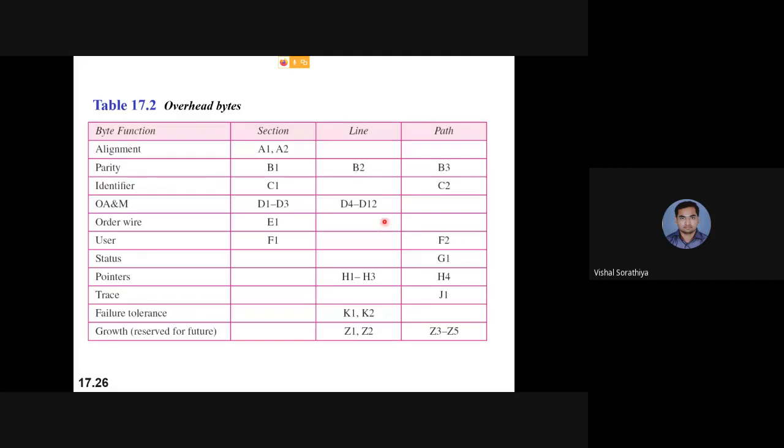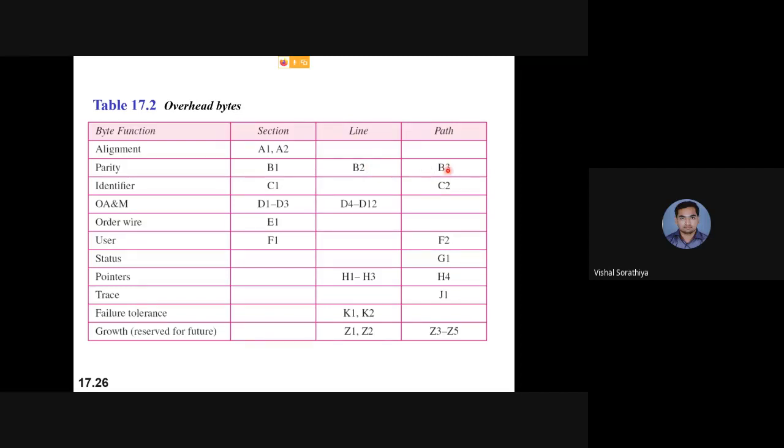So depending upon the different byte functions, different types of overhead bytes are going to be added. We can see some common stuff over here, which is parity. Parity is going to be applied in every section, in every layer. I can say in the section layer the parity byte is there, in the line also, in the path also.